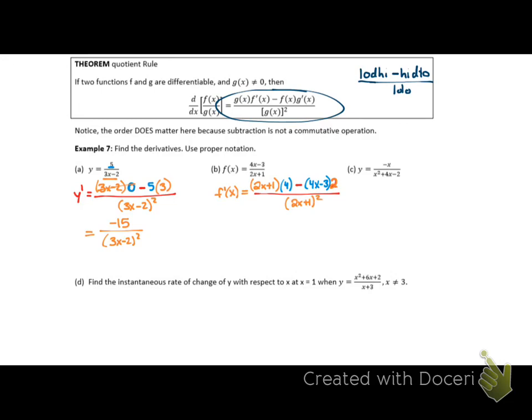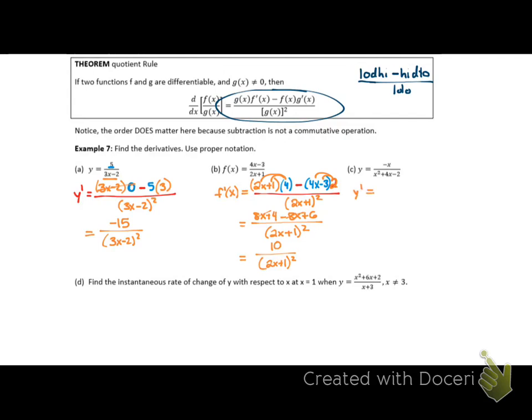And I'm going to go ahead and distribute. So we'll distribute that 4. We'll distribute the 2, and don't forget that it's negative 2, which gives us 8x plus 4 minus 8x plus 6. Those cancel, and we get 10 over 2x plus 1 squared. All right, another one.